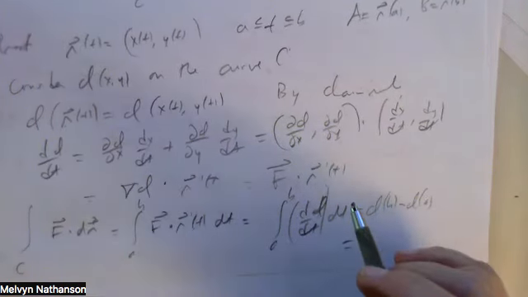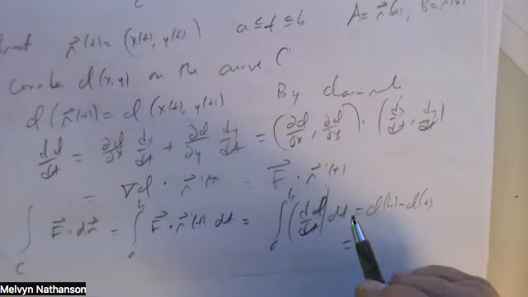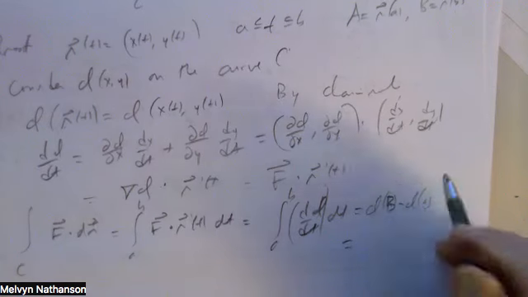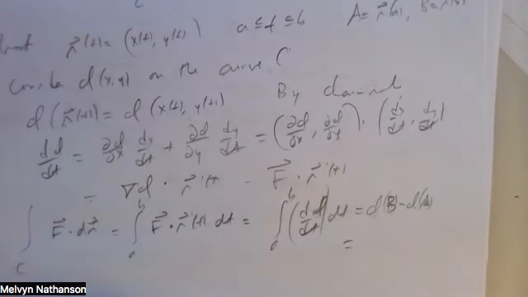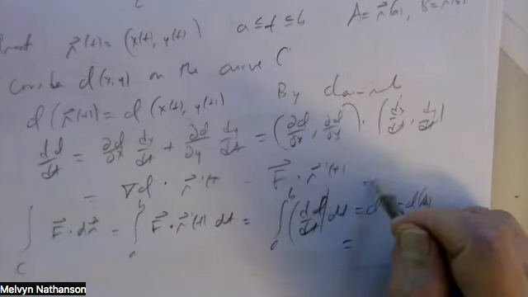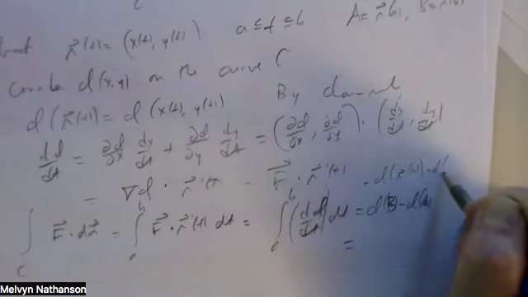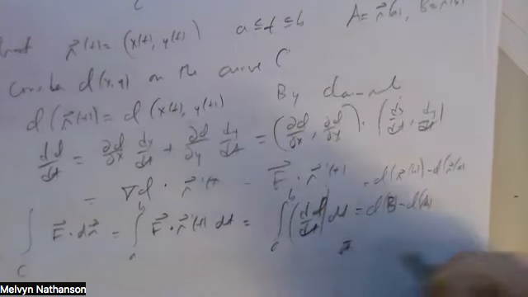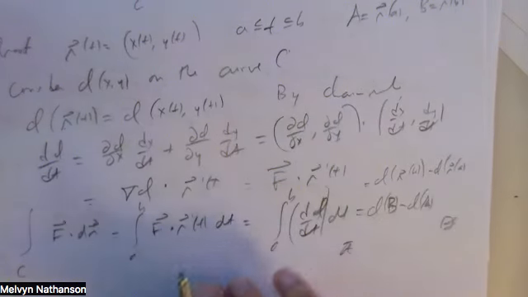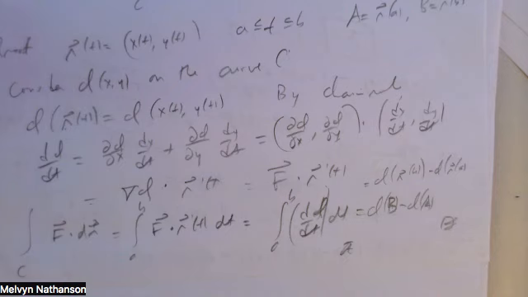Sorry. Phi of r of B minus phi of r of A. That's the whole proof. So the fundamental theorem for line integrals for a conservative vector field is just a straightforward application of the fundamental theorem of calculus from beginning calculus.